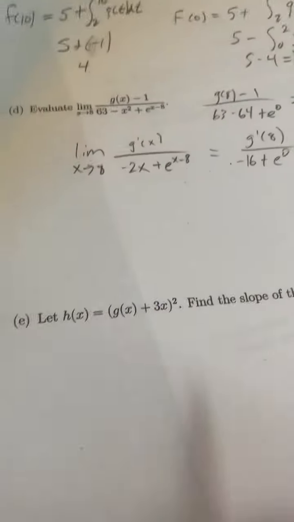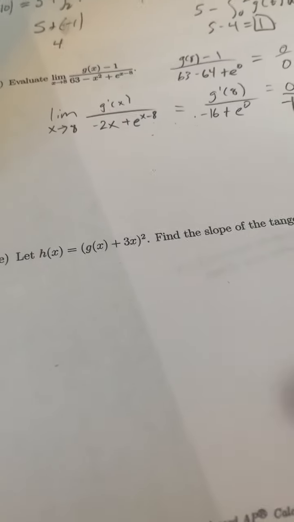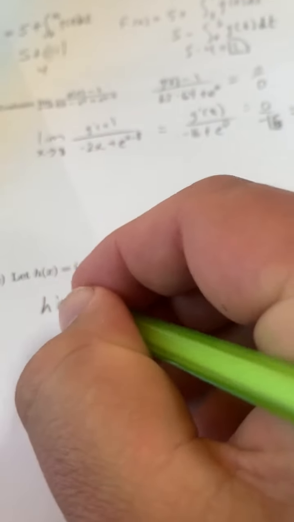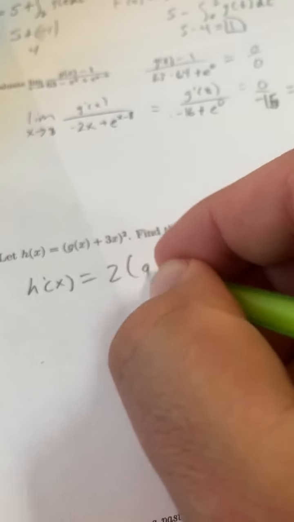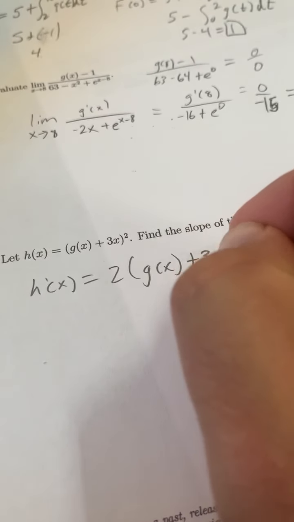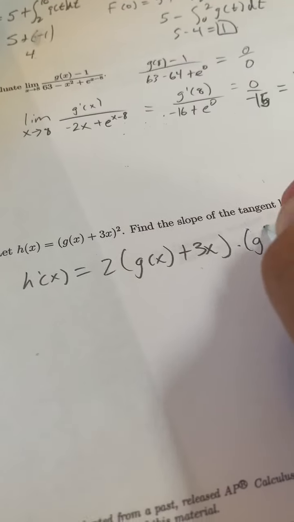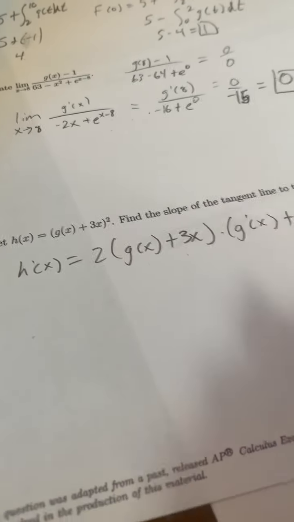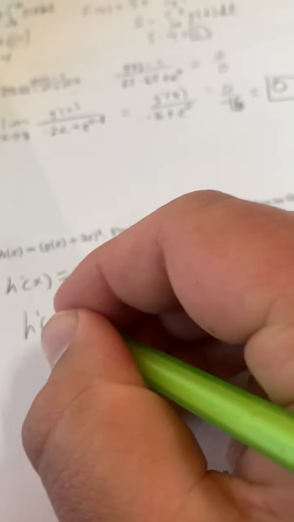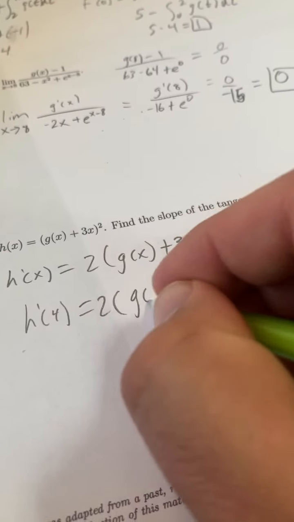Last, it says, here's this function h of x. Find the slope of the tangent line when x equals 4. So we're first just going to find h prime of x. So we get 2 times all of this times the derivative of the inside, which would be g prime of x plus 3. So I'm going to go ahead and put a 4 in. That's all they want is the slope.